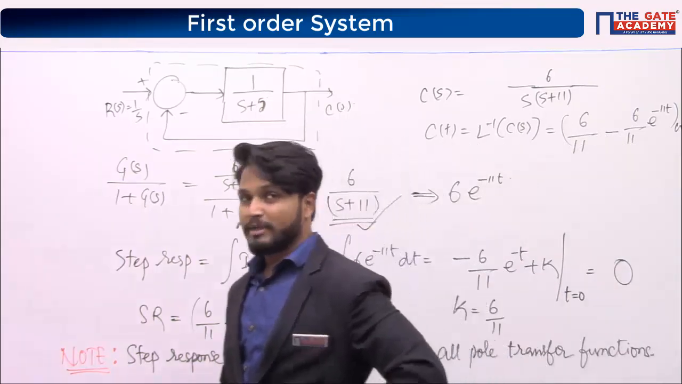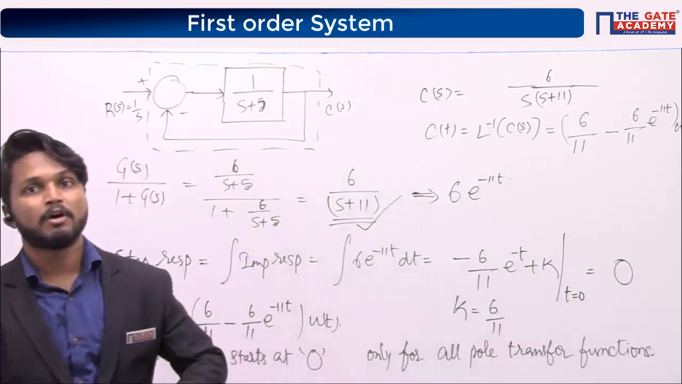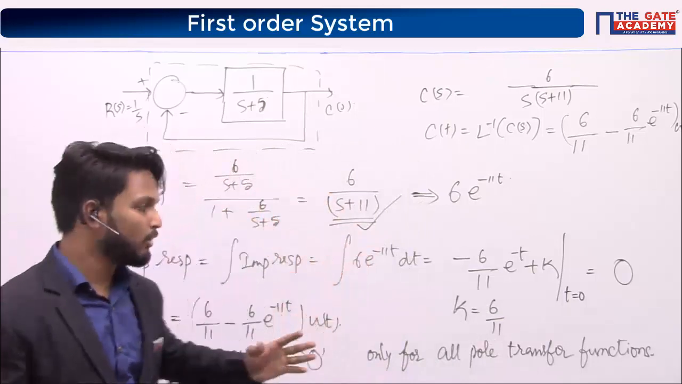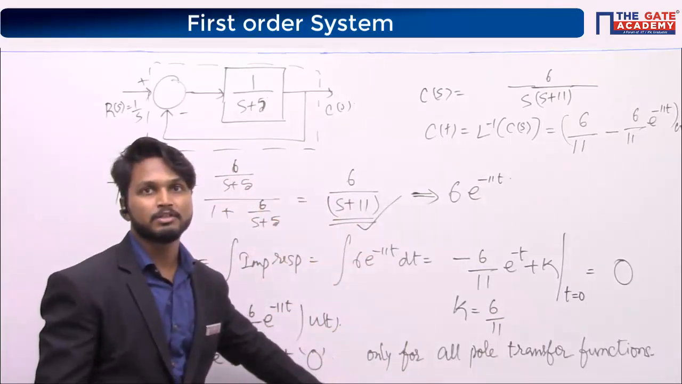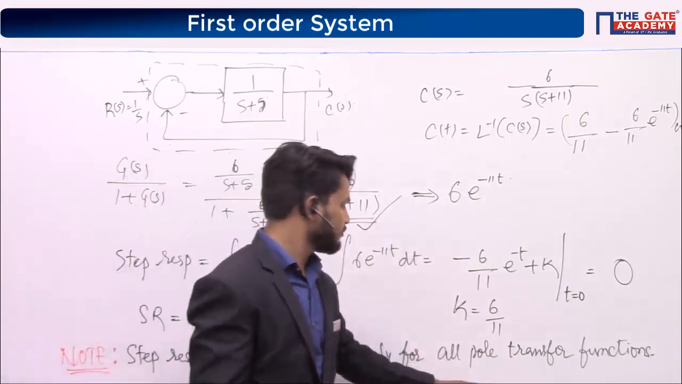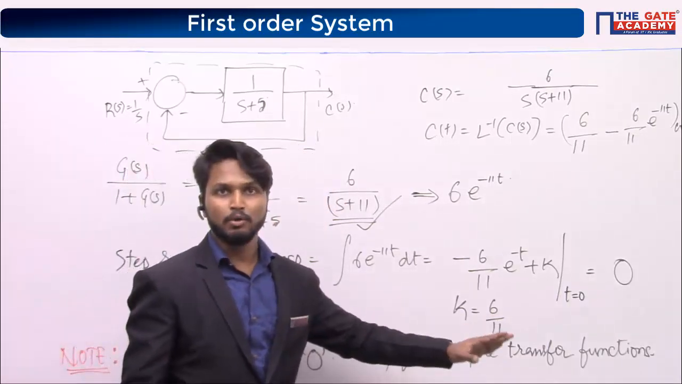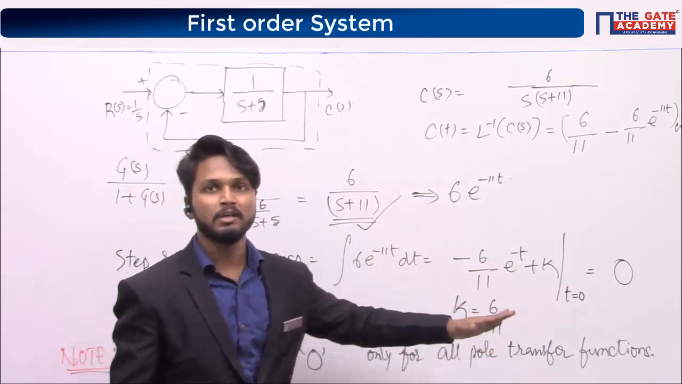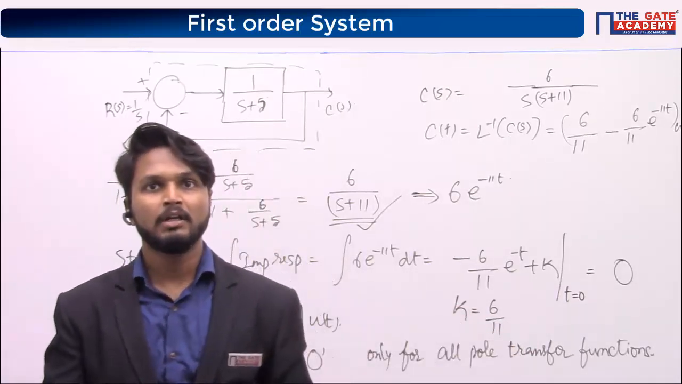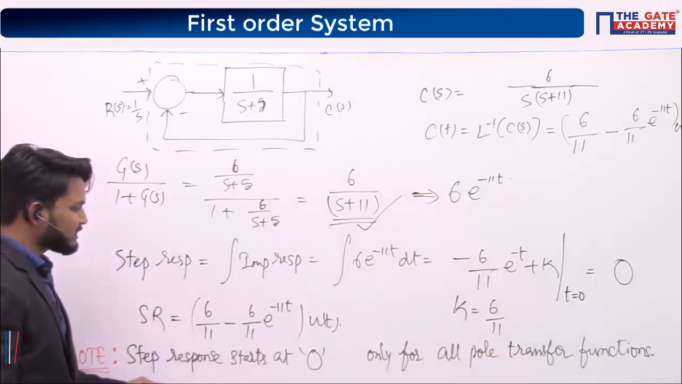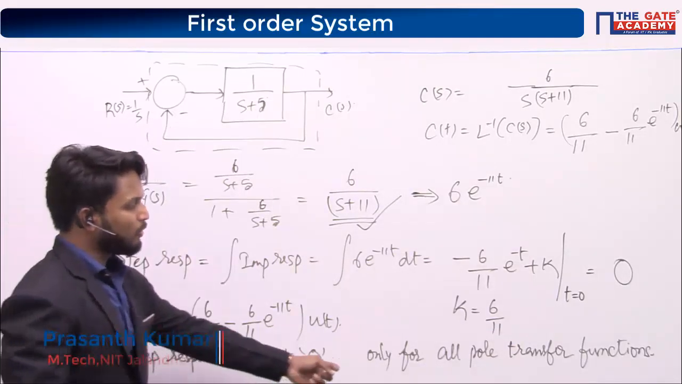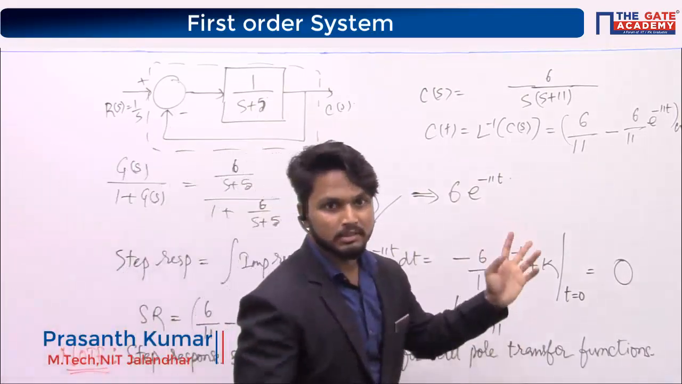Then you must remember that the step response will start from 0 only for those transfer functions which have all poles, right? No zeros, all poles only. Step response starts at 0 only for all-pole transfer functions, right?